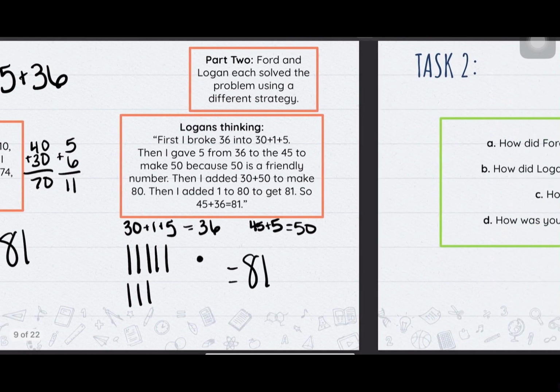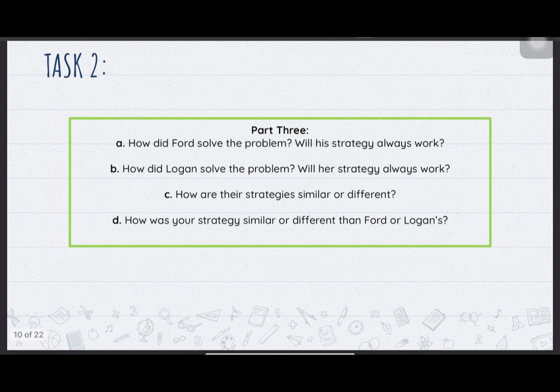So now we're going to move on. For the questions, how did Ford solve the problem? Will his strategy always work? So his strategy will always work because you can represent numbers with place value blocks and then count them. So his method was simpler because he skip counted, and that would be the easiest way to look at it.